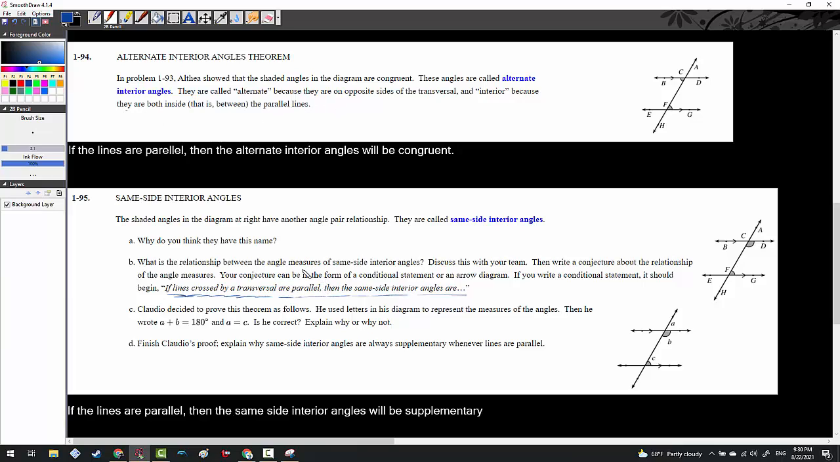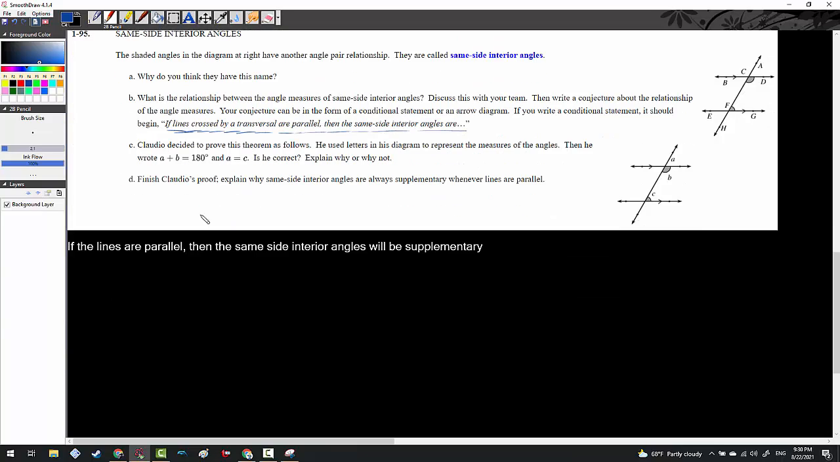So here we are. We could do the proof of it right now real quick. It wouldn't be that hard if we're going to do Claudio's proof here. He's starting off with the fact that A plus B is equal to 180. He knows this because A and B are a linear pair. He knows that A is equal to C, and that's because they are corresponding angles on parallel lines, which means he can just make the substitution, right? If A equals C, he can then say C plus B is equal to 180, and therefore the same side interior angles are supplementary. So that will just about wrap it up for this section of the lesson.